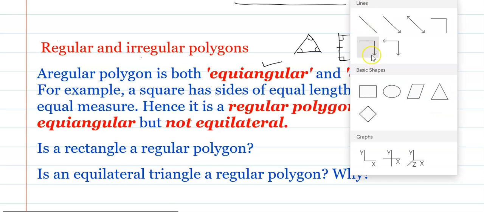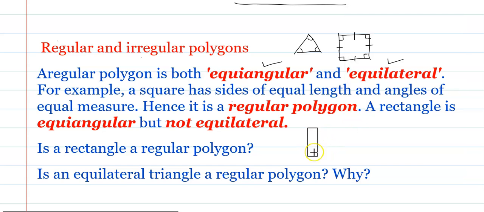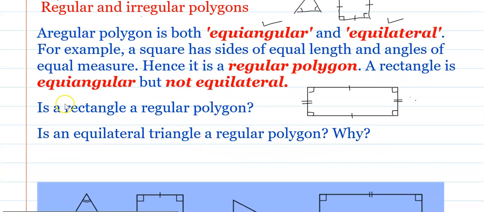If we take the figure here, the rectangle, here all angles are equal. All angles are equal. But what about the sides? These two opposite sides are equal. These two are equal. All the sides are not equal. Therefore, it is not a regular polygon. Okay. Therefore, the rectangle is not a regular polygon.